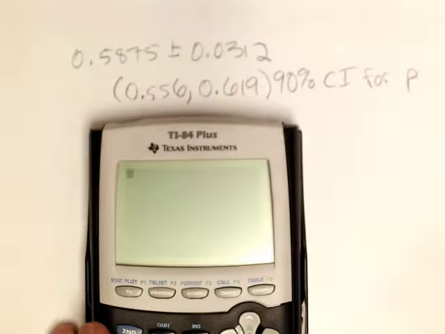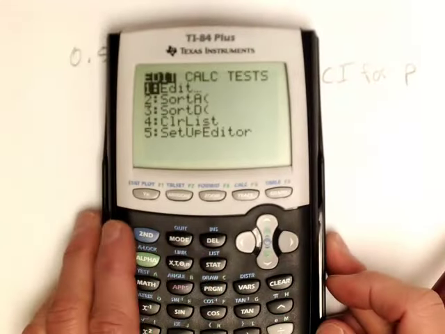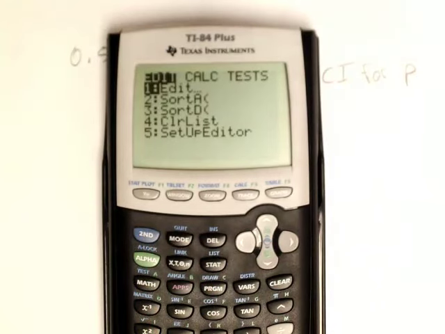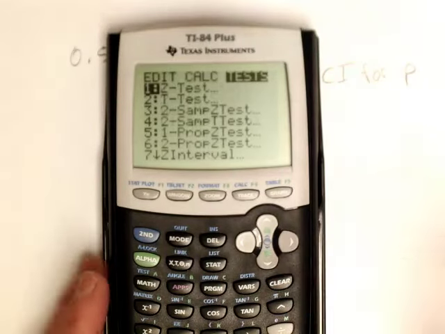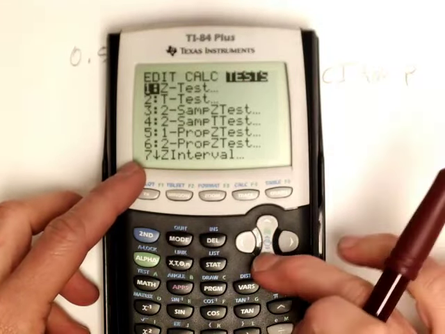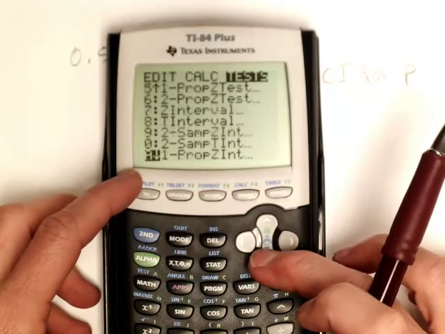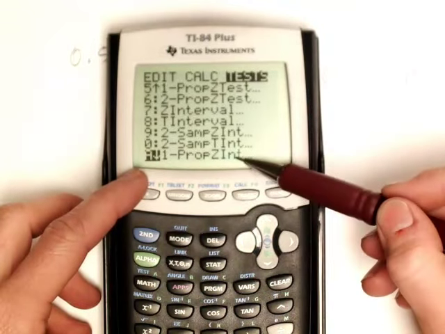So what I want to do is press my stat key. I'm going to go to the same screen that I got my confidence interval for the mean, the z interval and the t interval. I want to go to tests, and then scroll down to one proportion z interval. It takes a little while. There we go. So, one proportion z interval.